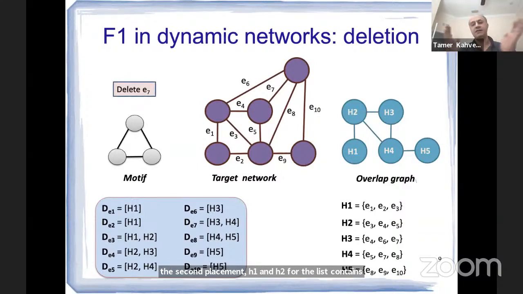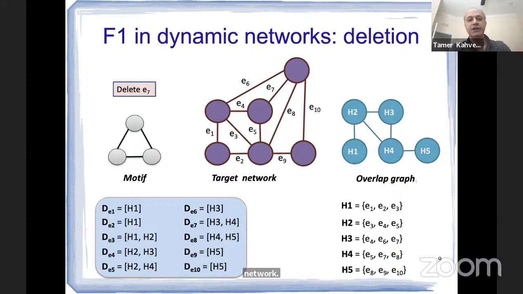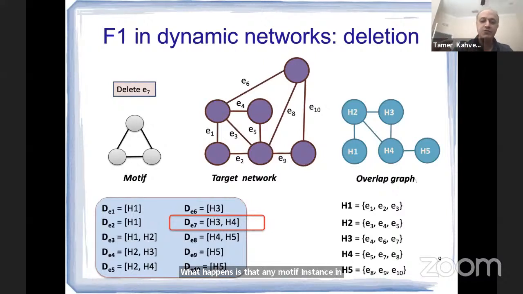Now let's start dealing with the evolution of the network. First, I'm going to look at what happens when we remove an edge from the target network. So let's remove an edge. In this case, it's going to be edge number 7. Now, when we remove an edge, any motif instance in which this edge that I have removed participates is going to disappear from my solution set, which is 3 and 4. So these two are gone.